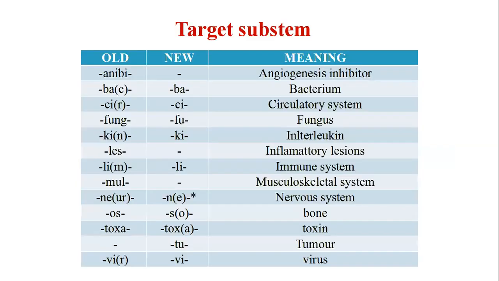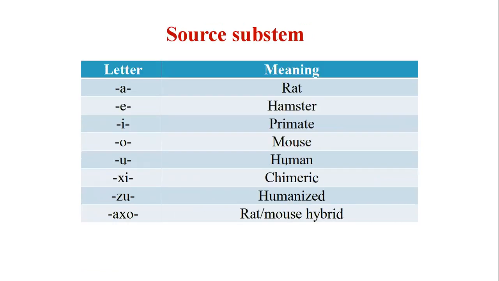So this is the target substance. It can be named with the old name and a new name, two formats. So NEB, Ba, Si, Feng, Kai, Lai, Ni, Os, Tox, etc. These are the new target substances, and this can be used for the following diseases. NEB means angiogenesis inhibitor. Ba means bacterium, against interleukin and inflammatory relations, immune systems, etc. For tumor, these two, for acting against tumor.